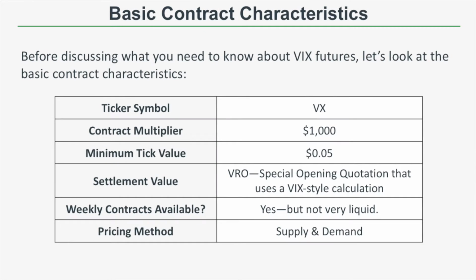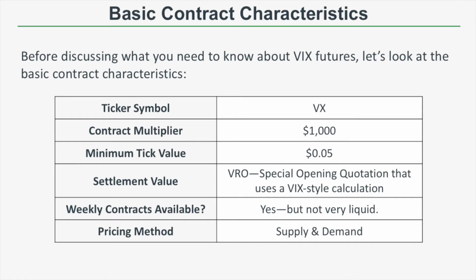So before getting into the details, let's talk about the basic contract characteristics of a VIX future. The VIX future contract name is VX, and the contract multiplier is 1,000. So that means every point in a VIX future translates to a dollar value of $1,000. For example, if you buy a VIX future for 15 and sell it at 16, that's a $1,000 profit. On the other hand, if you buy a VIX future at 20 and sell it for 15, that represents a $5,000 loss. So each point in the VIX futures contract represents a notional value of $1,000.